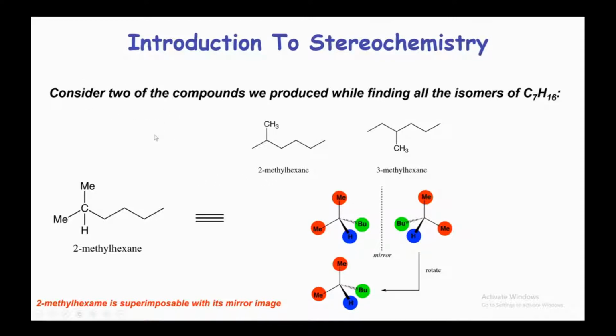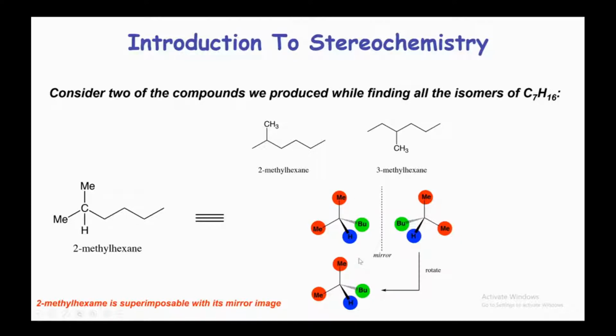Consider 2 compounds we produced while finding all of the isomers of C7H16. So this is a molecular formula, and this can have a number of structures, a number of isomers. So for example, 2-methylhexane is an isomer of 3-methylhexane, and 2-methylhexane is superimposable with its mirror image. So we are writing Me for methyl and Bu for butyl, and if we swap these methyls from the left side to the right side, and swap the hydrogen and butyl from the right side to the left side, they become mirror images of each other. And if we rotate this compound, it is superimposable.